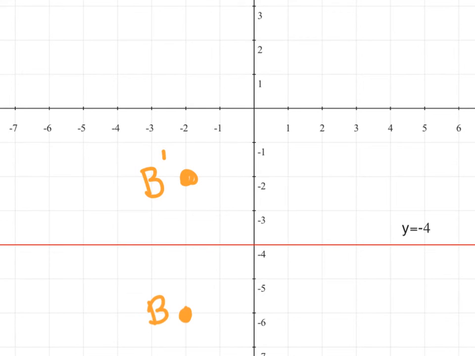So if it says y equals negative 4 or y equals positive 2, what you do is you go on the y-axis, find negative 4 or find positive 2, and draw a line straight through there. And then that's the line they want you to reflect over.